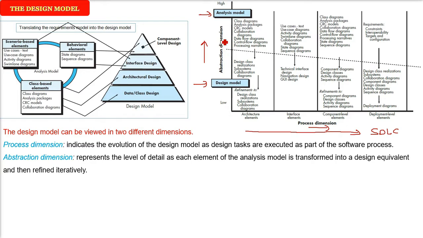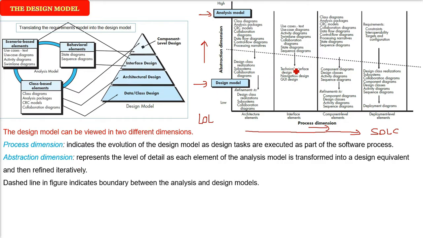Then we have the abstraction dimension. This is representing the level of detail as each element of the analysis model that has been developed in the requirement engineering is transformed into the design equivalent. And then it is refined again and again, so you are refining it iteratively. If you see here, there is a dashed line in between. This dashed line is actually a boundary between the analysis model and the design model. The upper part belongs to requirement engineering. The lower part is the design model, the software design part.